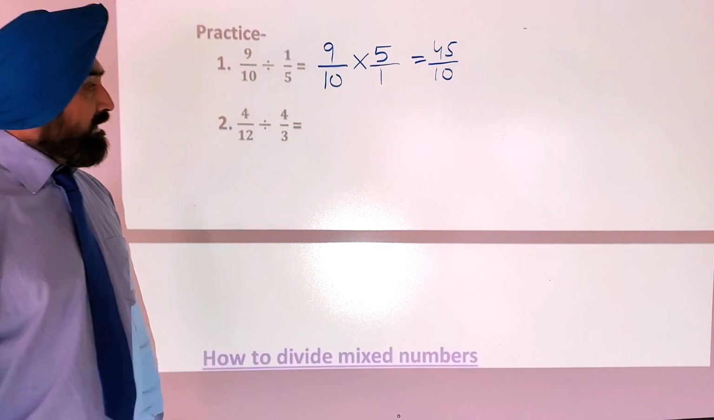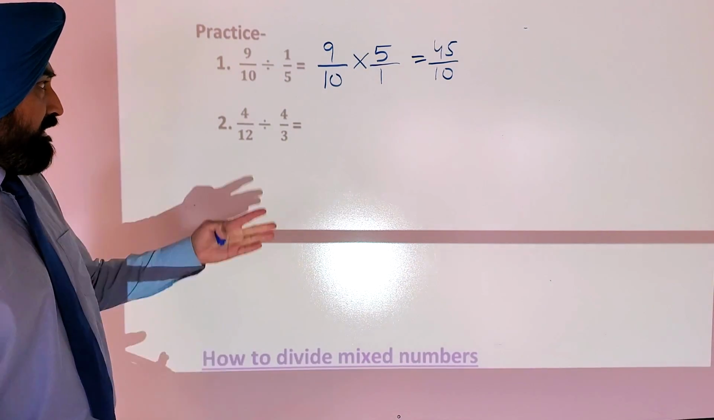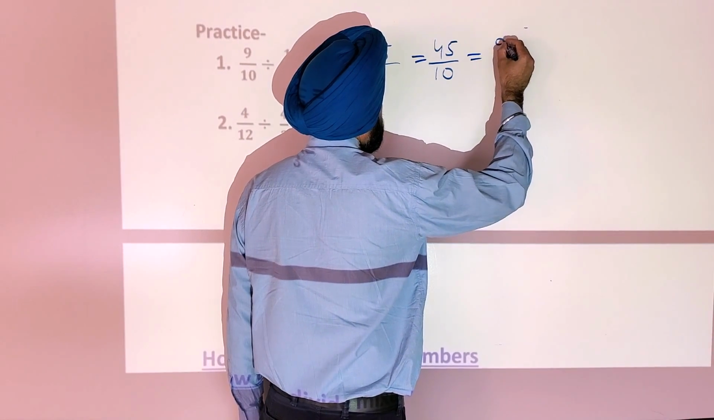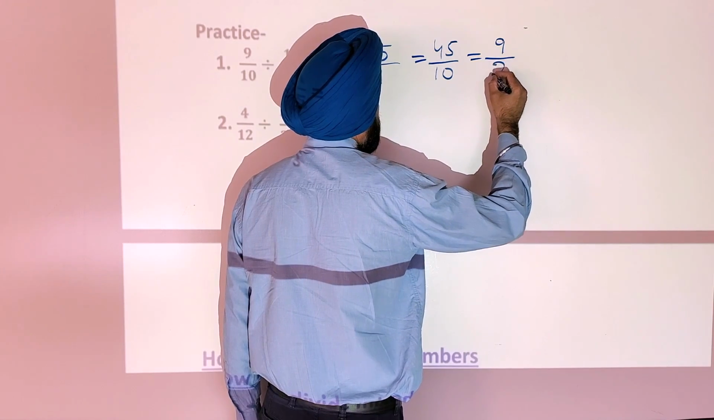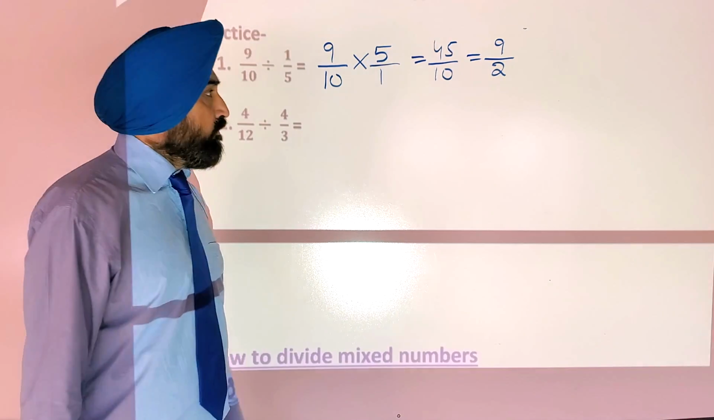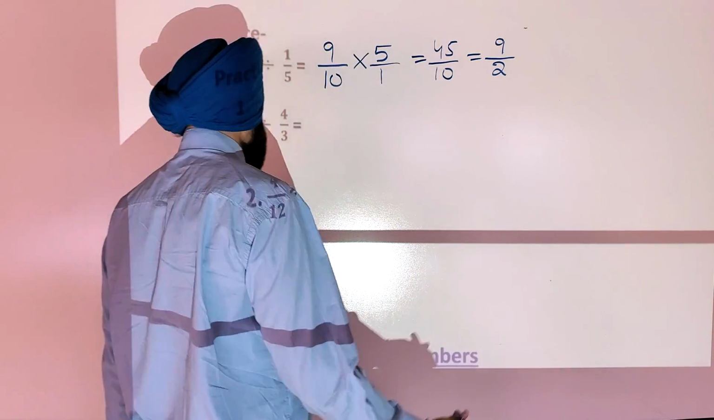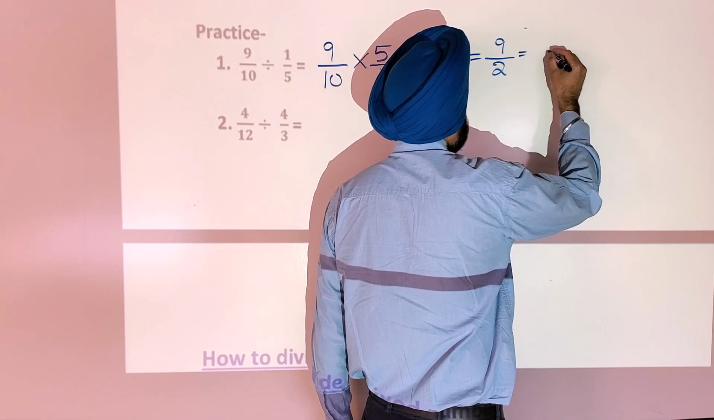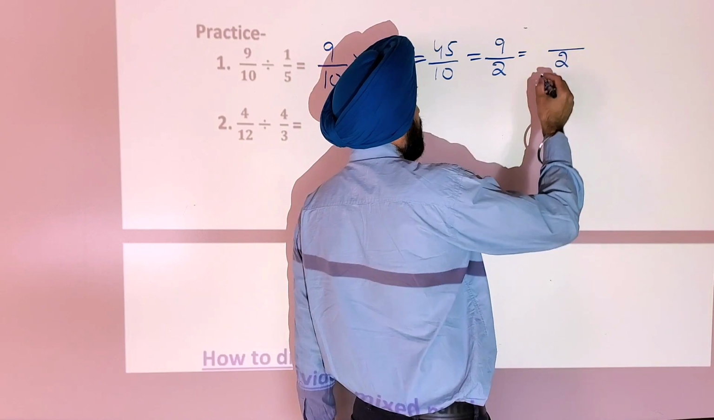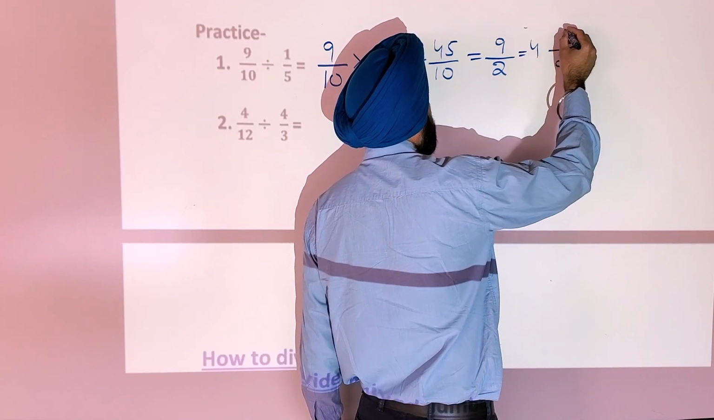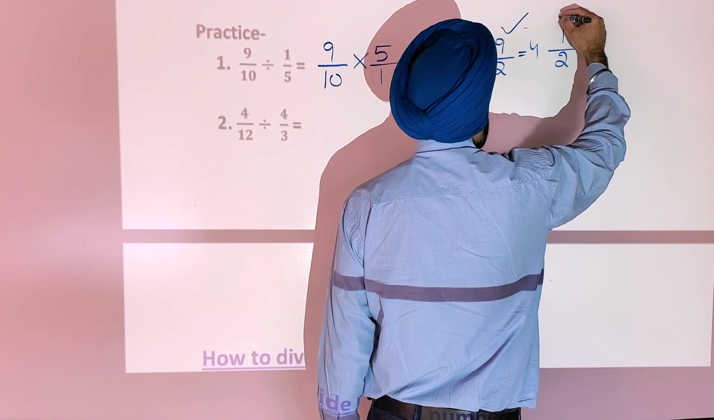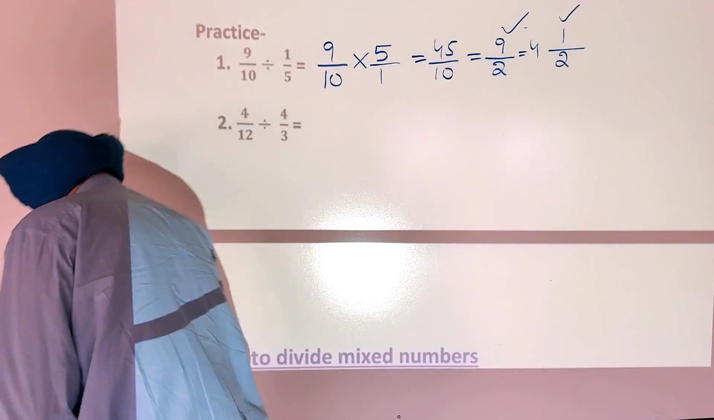Now, see if it's possible to reduce. Here, yeah, we can reduce it, right? Both are in the table of 5. 5 times 9 is 45 and 5 times 2 is 10. So we cannot reduce it further, but what we can do is write it as a mixed numeral. When we write it as mixed, don't change the denominator. 2 times 4 is 8, 8 plus 1 is 9. So both answers are right. You can write it as improper or as a mixed numeral.